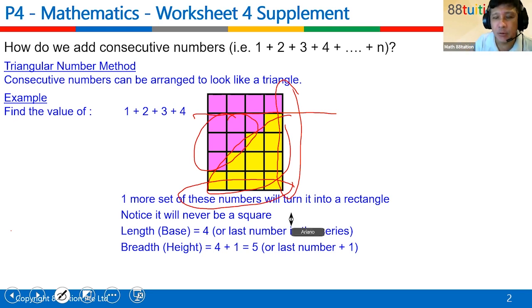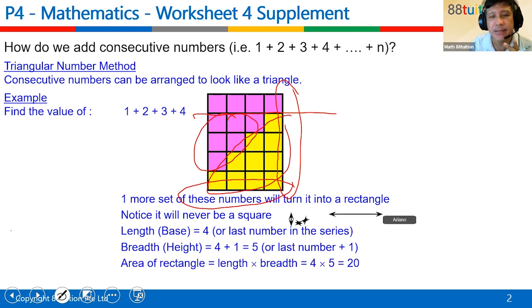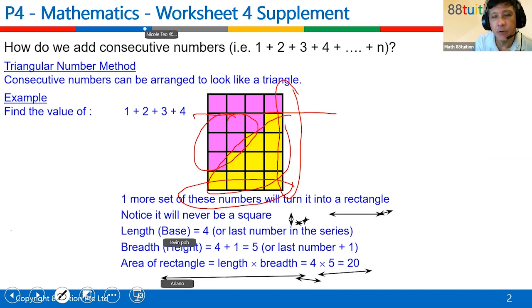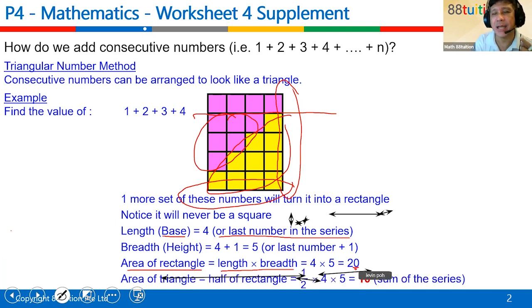Now, the formula for area of a rectangle is actually taking the two sides and we multiply together. So the area of the rectangle is actually known as length times breadth, and that will get me 4 times 5. Okay, 4 times 5 will get us 20, right? Just now I saw Ariana giving us the answer for 1 plus 2 plus 3 plus 4 equals to 10. So do you realize that two sets of the triangles form a rectangle, which is 4 times 5, which is 20. So if I just want one set, I must divide by 2. Okay, so one set I divide by 2, I will get 10.